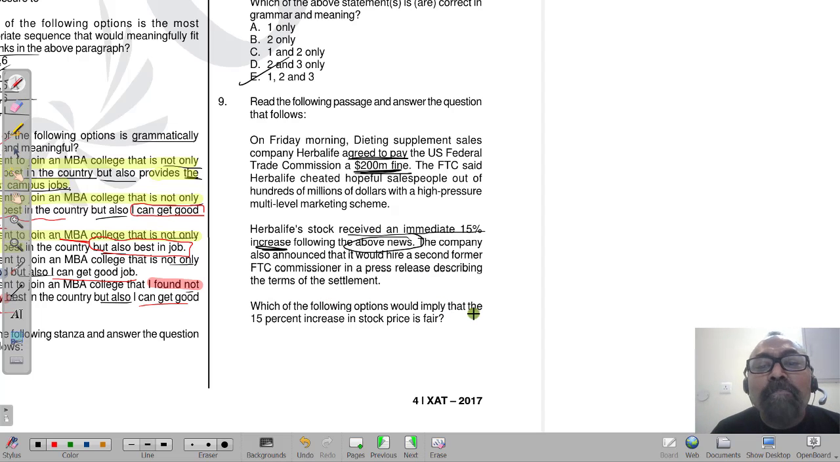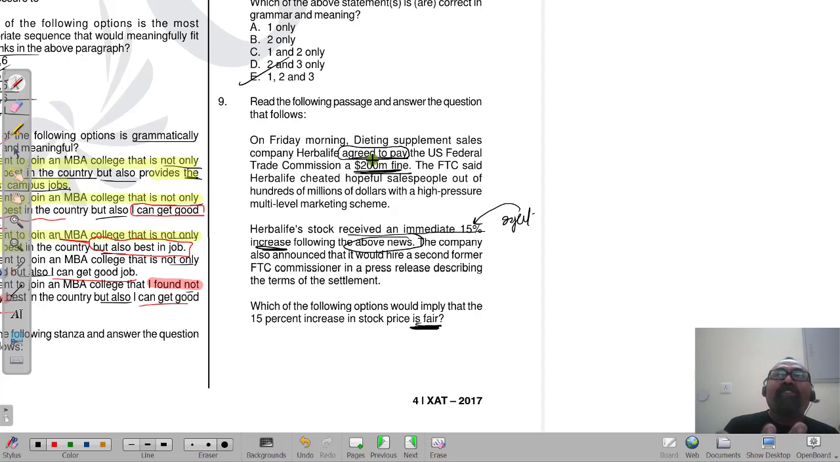Which of the following options would imply that the 15% increase in stock is fair? I think this has to be fair, which means this is right. There is something right about this. It's fine. So what is the news? The news is this company agreeing to pay. That is accepting a fault, right? So it accepted the fault, and the stock is reacting.